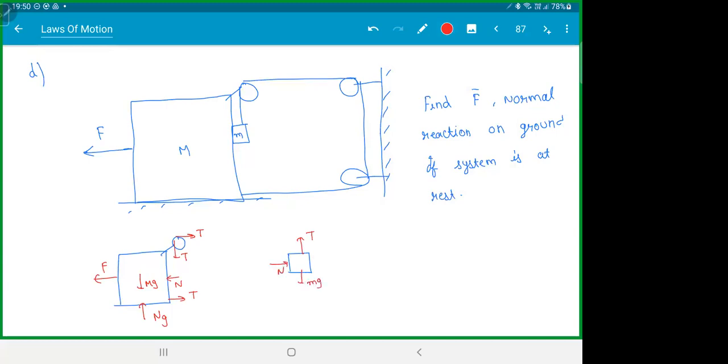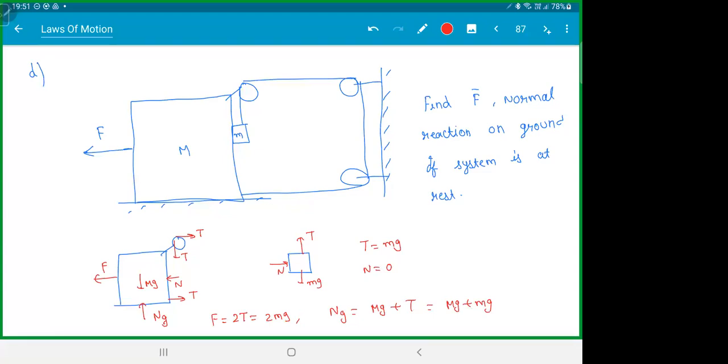Now understand, since it is not moving here, T is small mg, N is 0. Normal reaction between the blocks is not there. And here we can see F will be 2T, that is 2 small mg. And the normal reaction on the ground will be capital Mg plus T, which is capital Mg plus small mg. That is how you check it out.